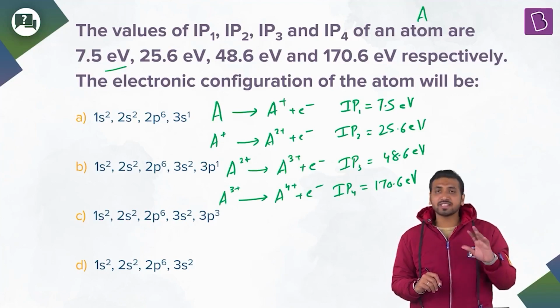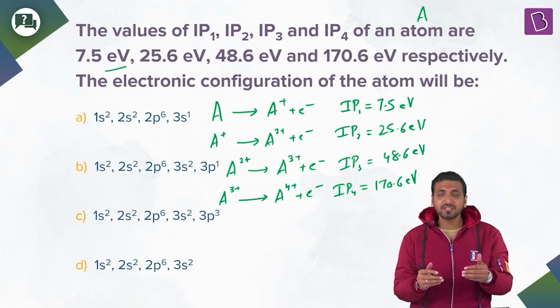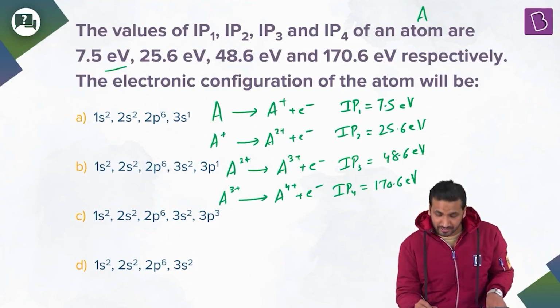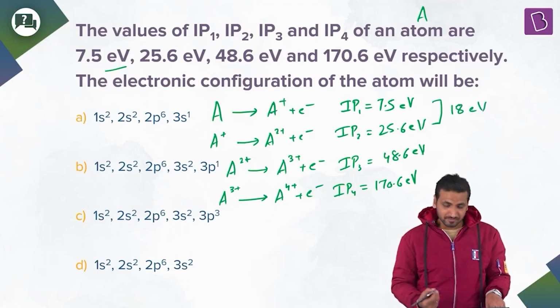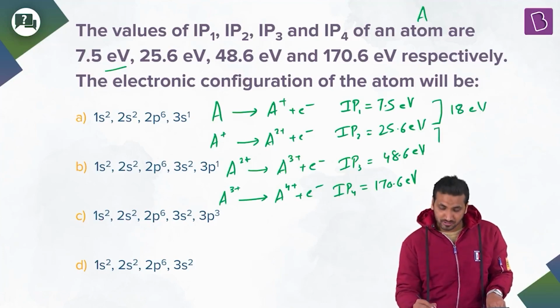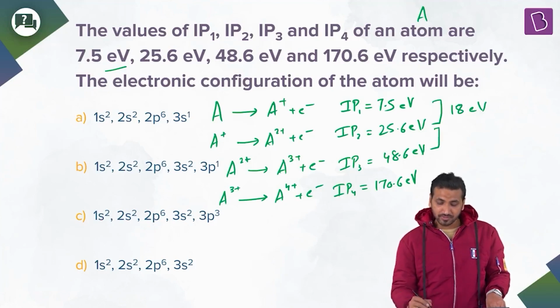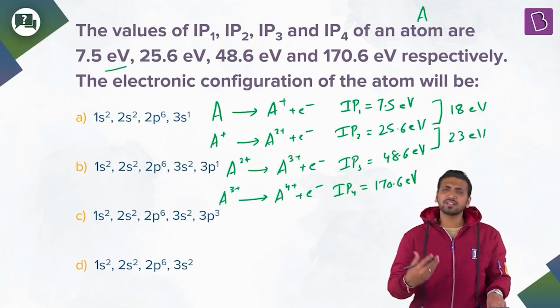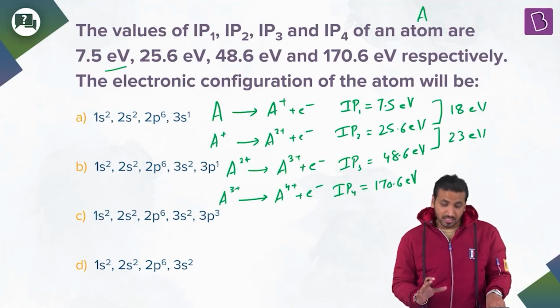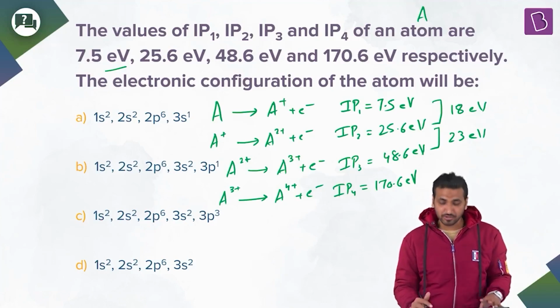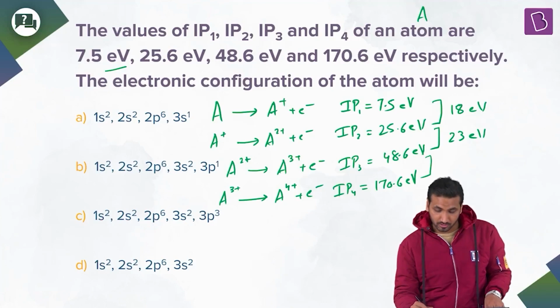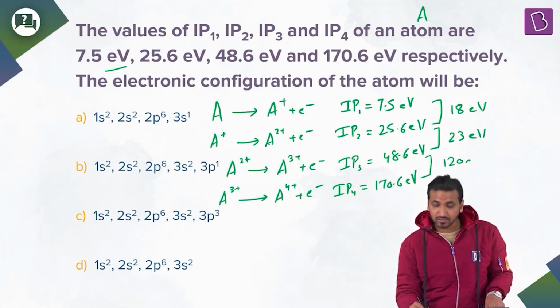See, when you remove first electron it is 7.5, and after removing first electron to second electron, the difference of energy is like what? You can say 18 electron volt, right? 25 minus 7. And if you move from second to third, what is the difference of energies? It will be somewhere around 23 electron volt. We are roughly calculating it, approximate values. After removing third electron, when you are removing fourth electron, this is somewhere around 120 electron volt.